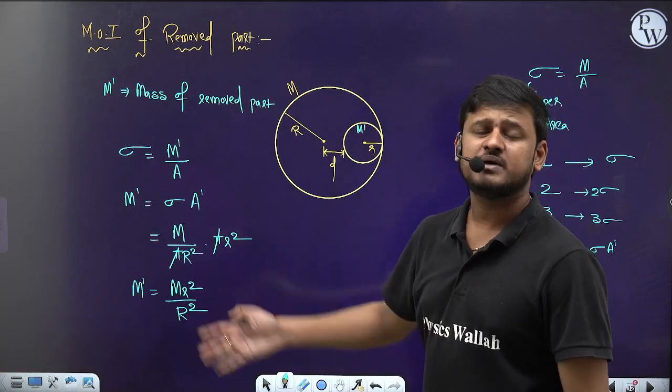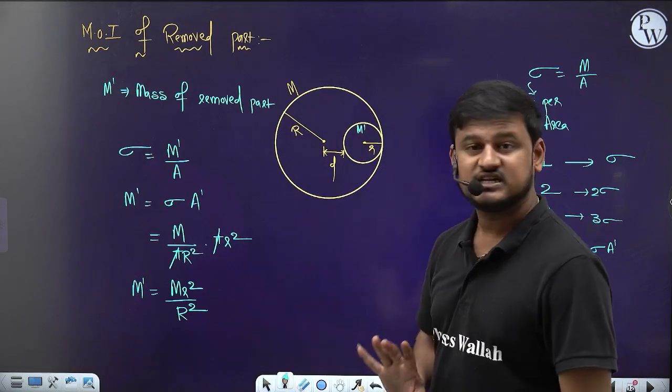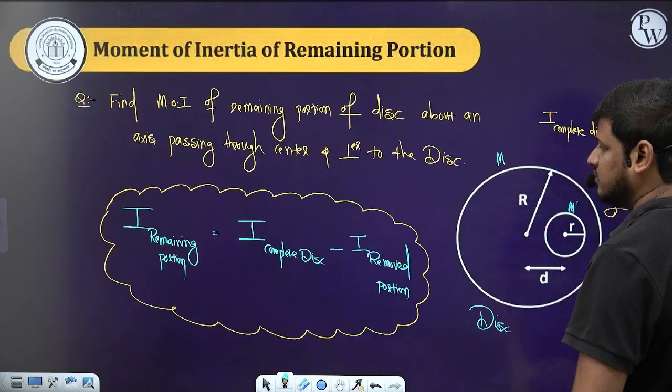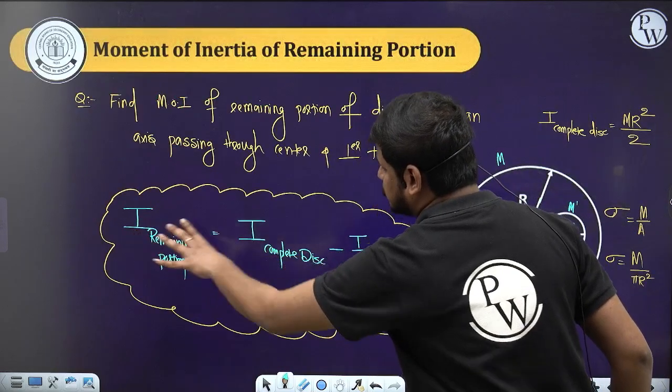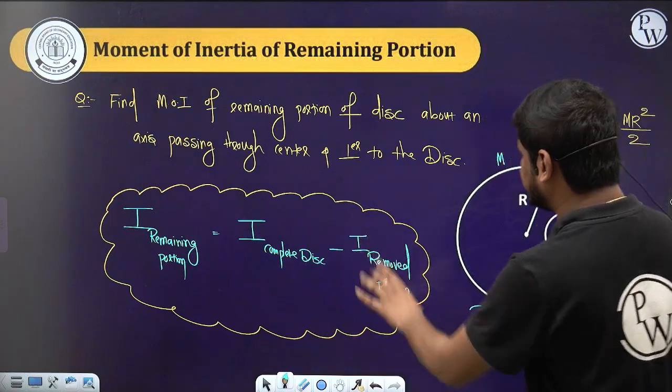You need not remember any formula, just understand the procedure of how we are finding it. So first, what is the moment of inertia of the remaining portion? Complete disk minus the moment of inertia of the removed portion.